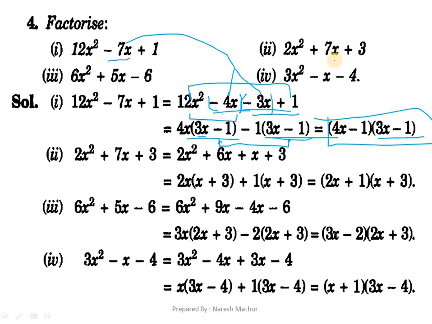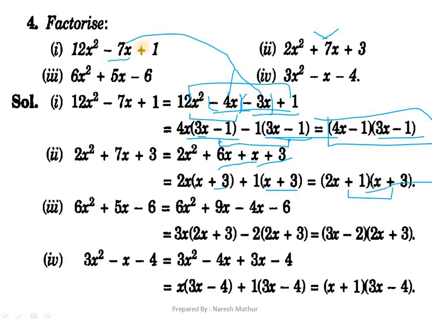2x square plus 7x plus 3. So the parts of 7x must be in such a way that the product of these two terms must be 6x square. So we are going for 6x plus x. So the product will be 6x square. Just take 2x as a common from 2x square plus 6x. So we'll get x plus 3, and again from the x plus 3 in the last we are taking 1 as a common. So here we are getting x plus 3 again. Take x plus 3 as a common, so we get 2x plus 1 as a second factor. This is your final answer.